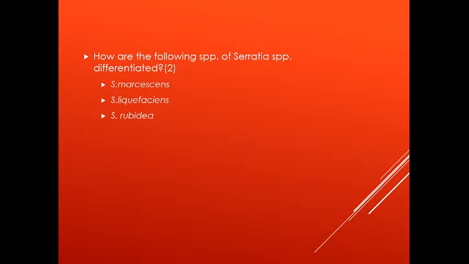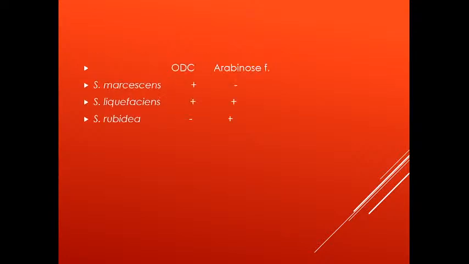Now, let's go in depth with Serratia species. Serratia species can be tested with ornithine decarboxylase and arabinose test. You only need to remember these three organisms when you're testing for Serratia. And usually it's Serratia marcescens, liquefaciens, and rubidea. So I added rubidea at the end. In my previous lectures, it was just Serratia marcescens and liquefaciens, and now I'm adding rubidea because it has a different biochemical characteristic.